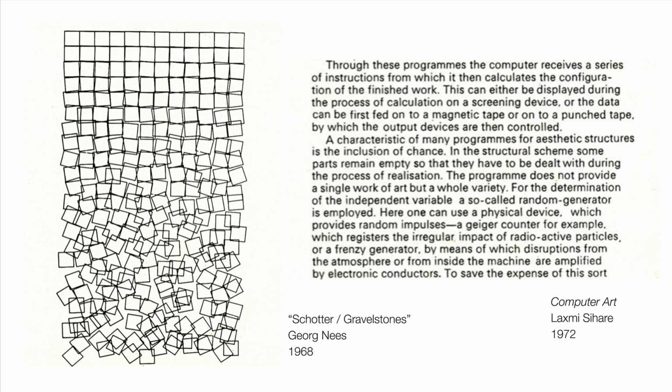A characteristic of many programs for aesthetic structures is the inclusion of chance. In the structural scheme, some parts remain empty so that they have to be dealt with during the process of realization. The program does not provide a single work of art, but a whole variety. For the determination of the independent variable is a so-called random generator. Here one can use a physical device, which provides random impulses, a Geiger counter, for example, which registers the irregular impact of radioactive particles, or a noise generator, by means of which disruptions from the atmosphere or from inside the machine are amplified by electronic conductors.